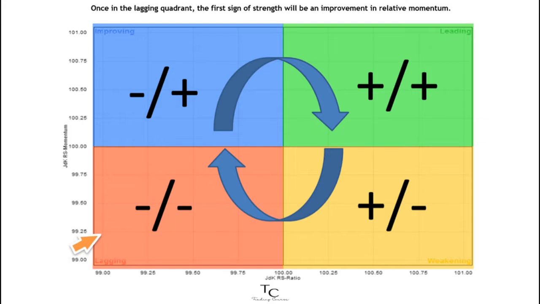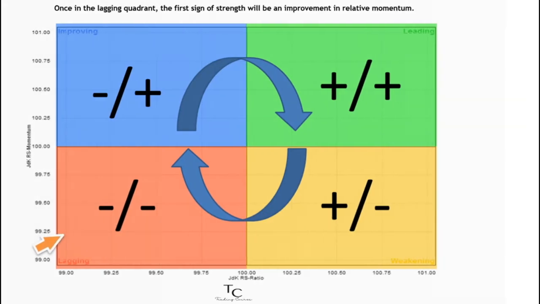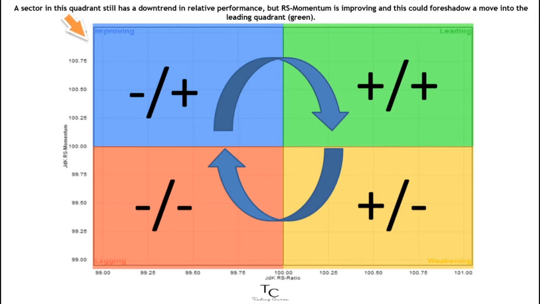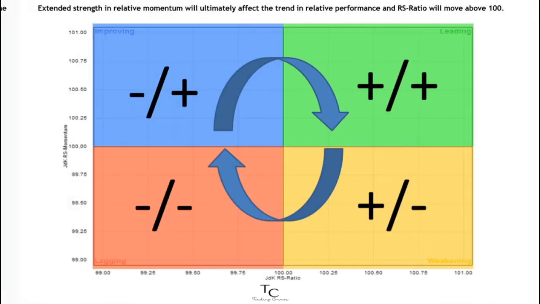Once in the lagging quadrant, the first sign of strength will be an improvement in relative momentum. When RS momentum crosses above 100, the sector will move into the improving quadrant, blue. A sector in this quadrant still has a downtrend in relative performance, but RS momentum is improving and this could foreshadow a move into the leading quadrant, green.